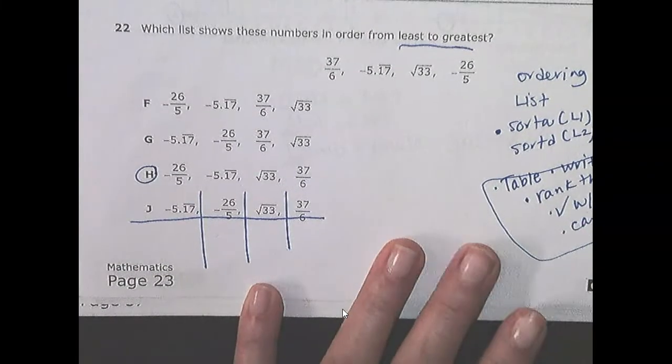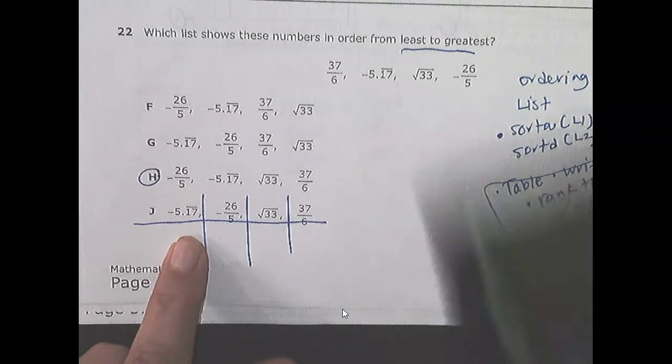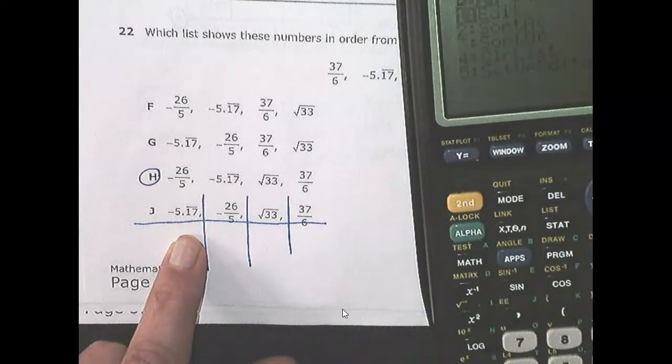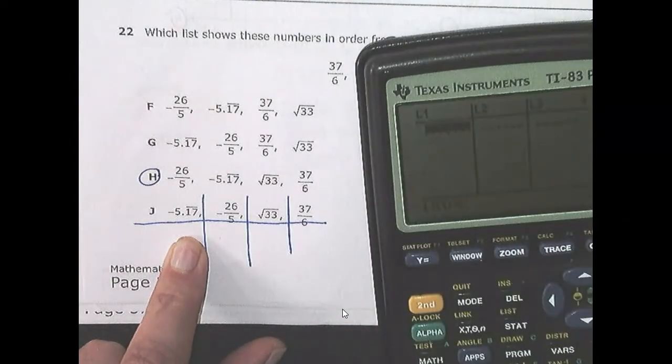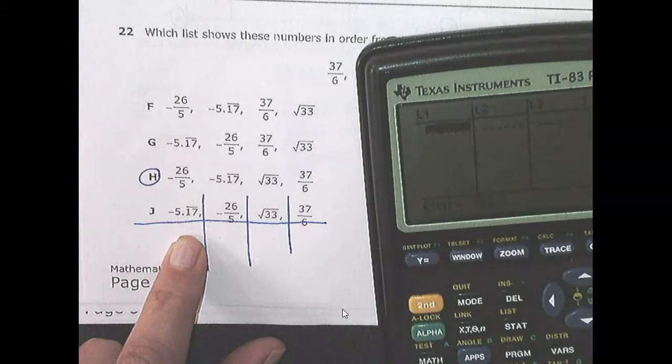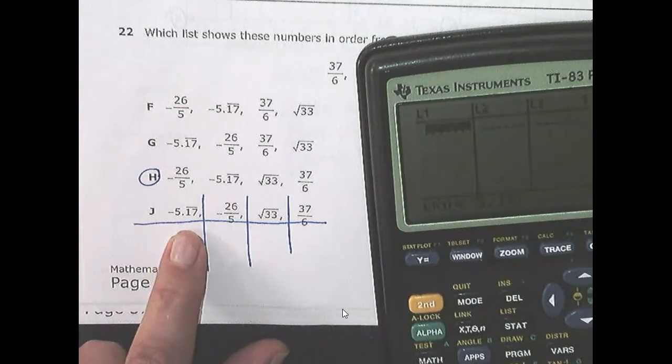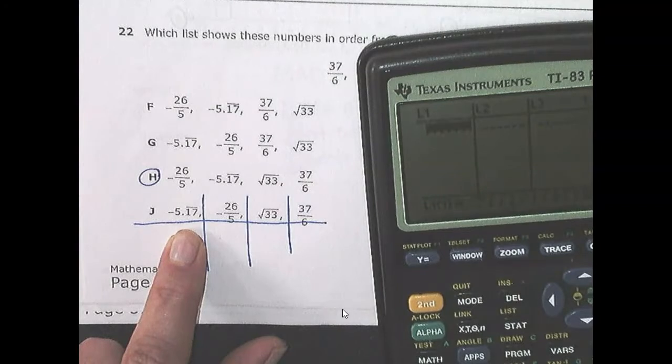Easy enough. How do you get the repeat bar in the calculator? So I'm going to go to Stat Edit. Remember, I'm in Calculator TI-83 Plus. So I'm going to type in negative 5.17. What does that bar on top mean? Repeat. So why don't you just type in a bunch of 17s? Yep, that looks like repeat to me. Push enter. There you go. Perfect.